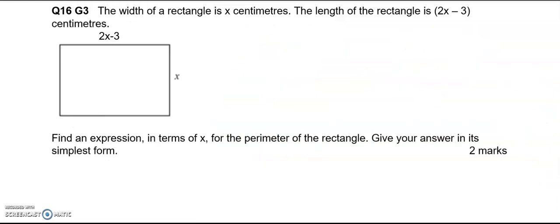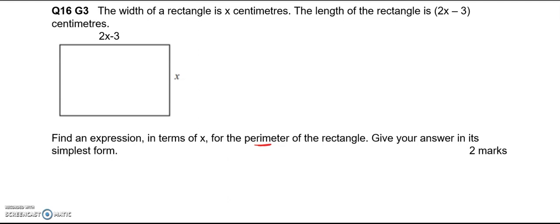Next question we have, the width of a rectangle is x centimeters. The length of the rectangle is 2x minus 3 centimeters. Find an expression in terms of x for the perimeter of the rectangle. So perimeter is about the rim going around. Give your answer in its simplest form.